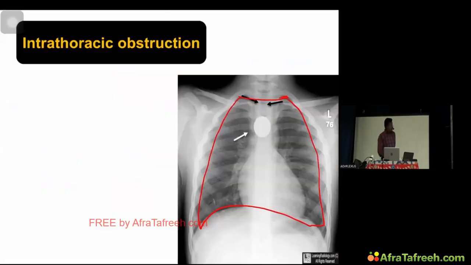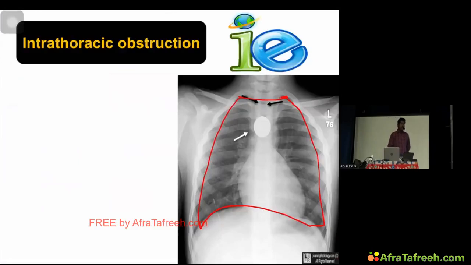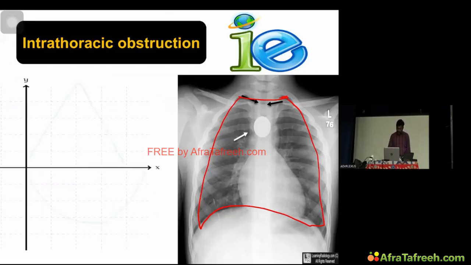Variable intrathoracic obstruction. So in intrathoracic obstruction, which limb will be affected? Expiratory limb. In intrathoracic obstruction, the expiratory limb will be affected. This is very, very important.